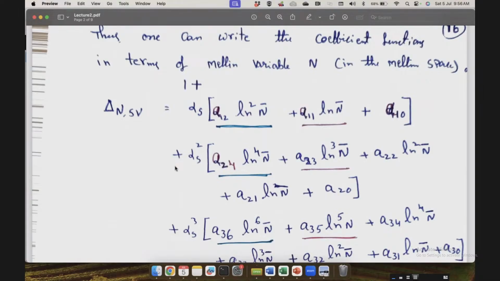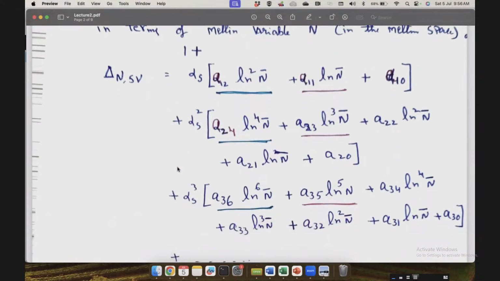Similarly, if I take the second order correction alpha s square, it looks like the highest power is the curly D3 that is present. If I go to the Mellin space, it looks like a log power 4 n bar and with some coefficient. Again, the same convention I am following. So the a_24, the 2 stands for the power of the alpha s and 4 stands for the power of the logarithm. So it's basically like an a_ij structure. i is the power of the alpha s and j is the power of the logarithm.